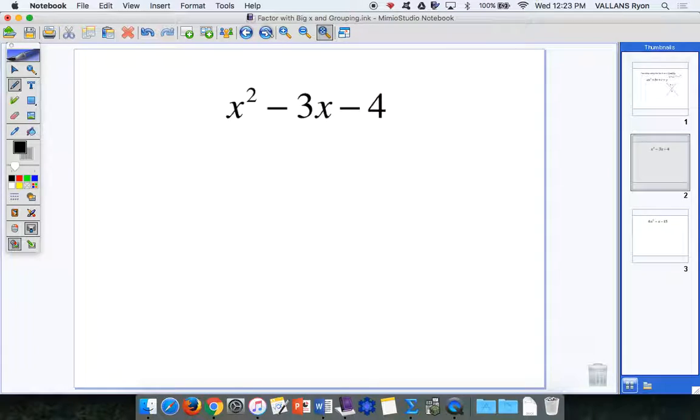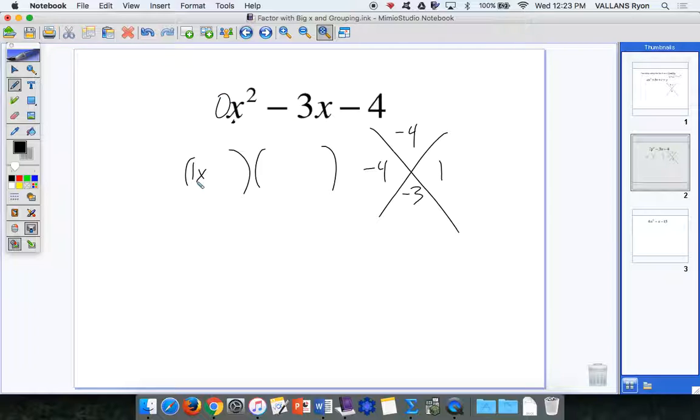So let's get started. Factoring this one with the big X starts the same way. A times C, 1 times -4 is -4. B is -3. The two numbers that I get are -4 times 1 gives me -4, and -4 plus 1 gives me -3. And then this is where we start doing the shortcut. Whatever this is, including the coefficient, we just put in, and it's easy on this one, in for both of these. So this is going to go in both of those.